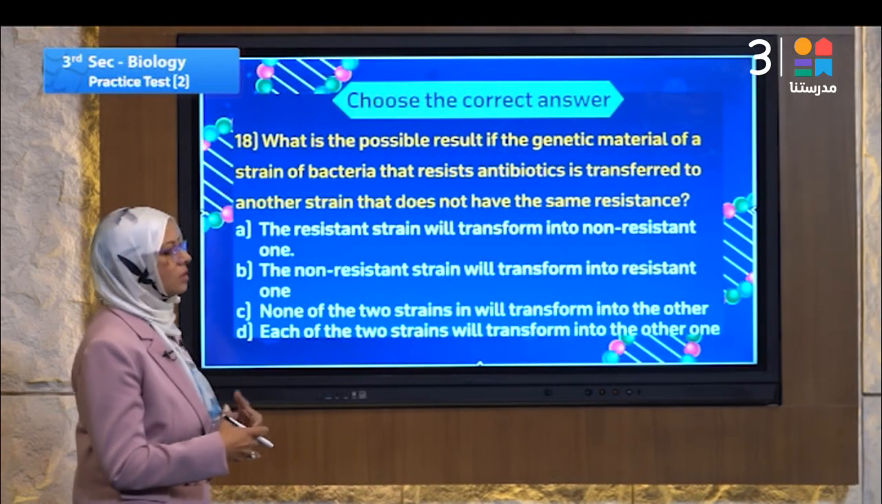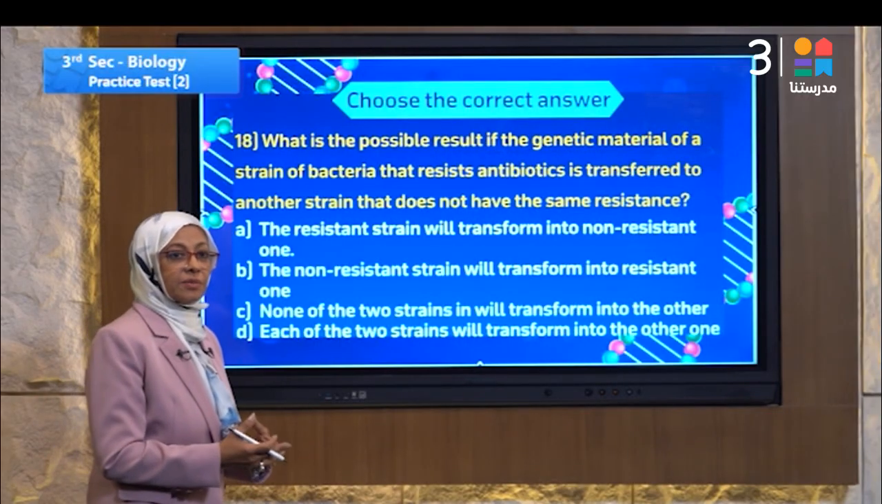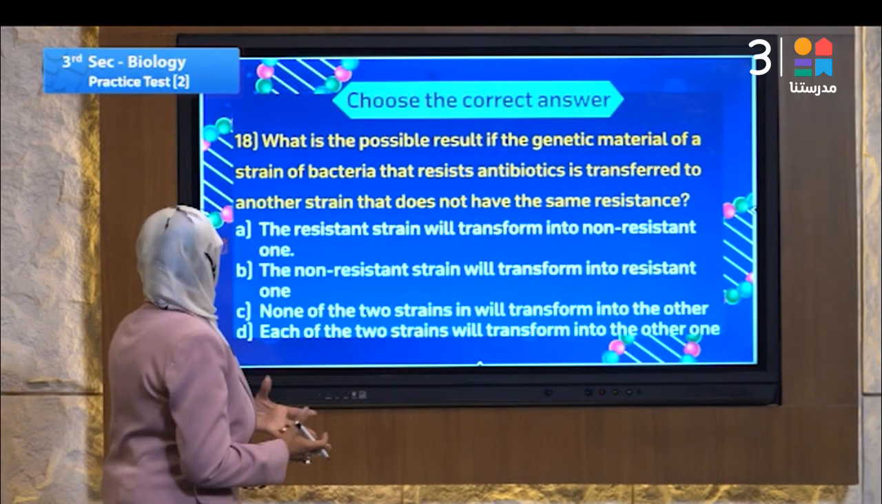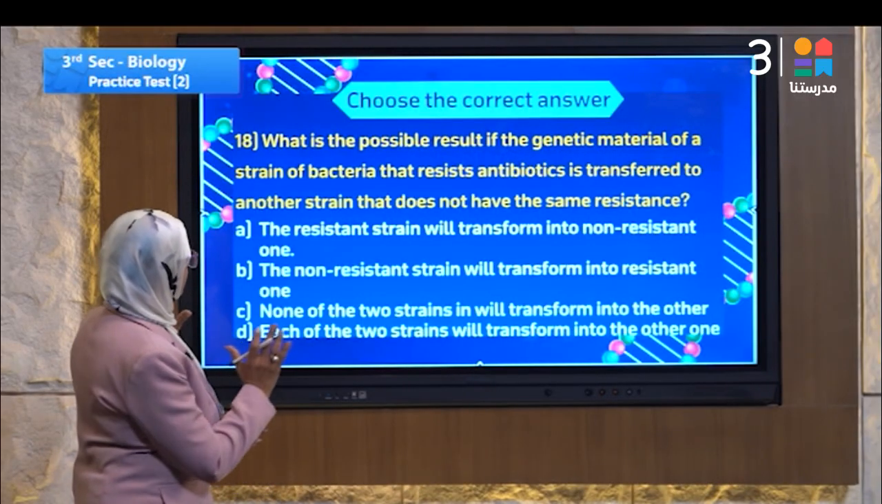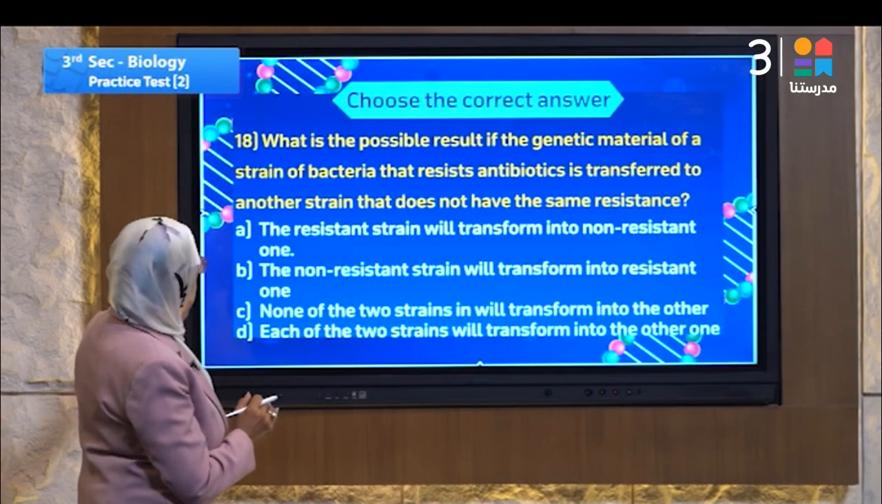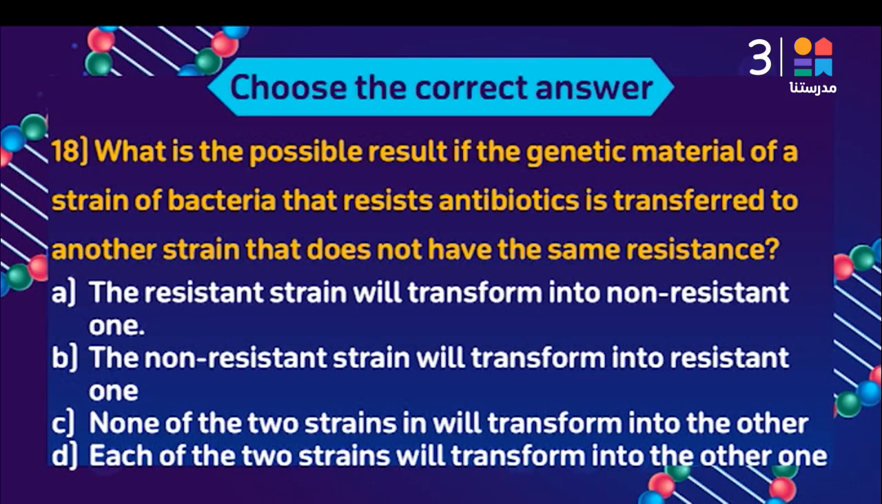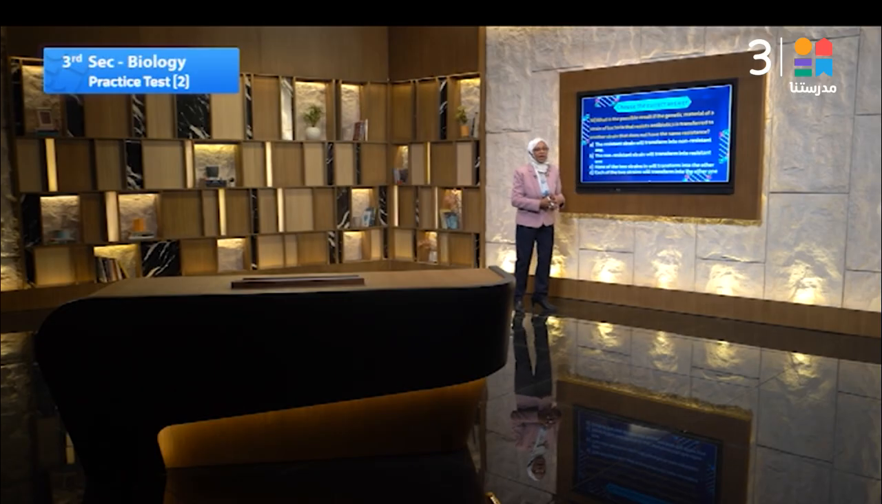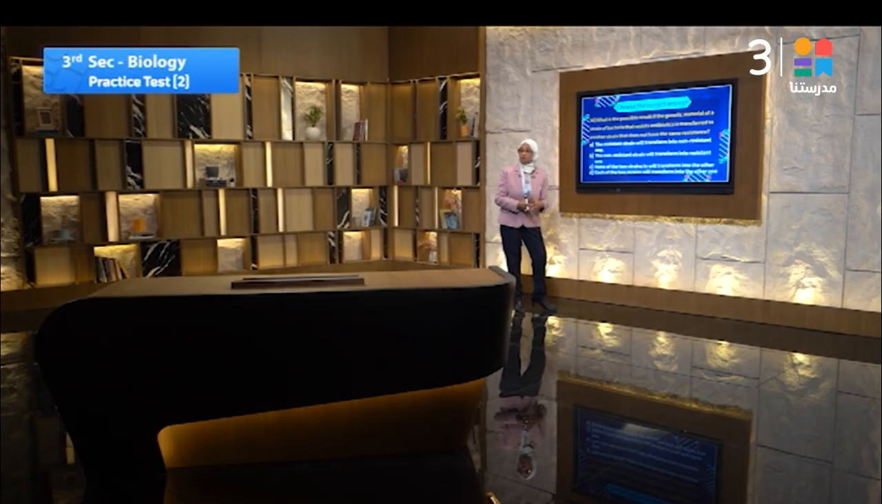Question 18 is a long question. Long questions must be read carefully. First I read the stem of the question, then I will read the choices well. The stem asks what is the possible result if the genetic material of the strain of bacteria that resists antibiotic is transferred to another strain that does not have the same resistance. Oh, I go to DNA, the part of nucleic acid biology.